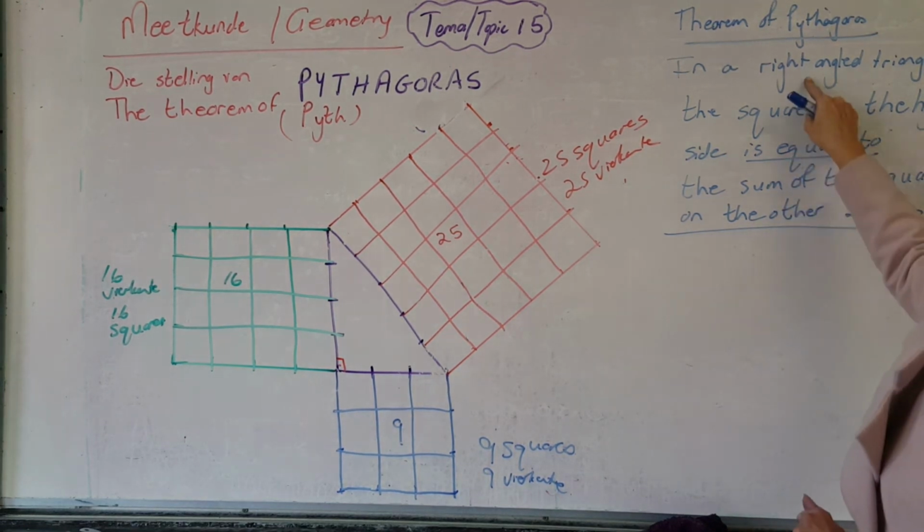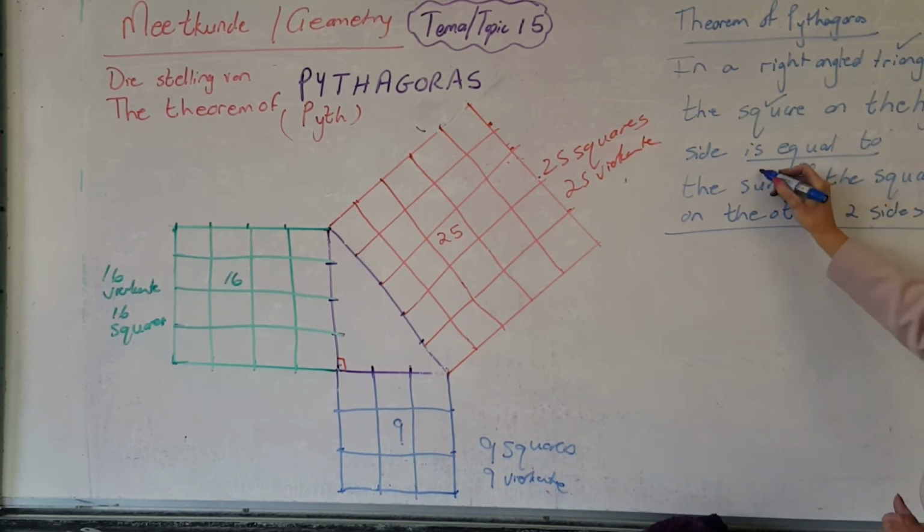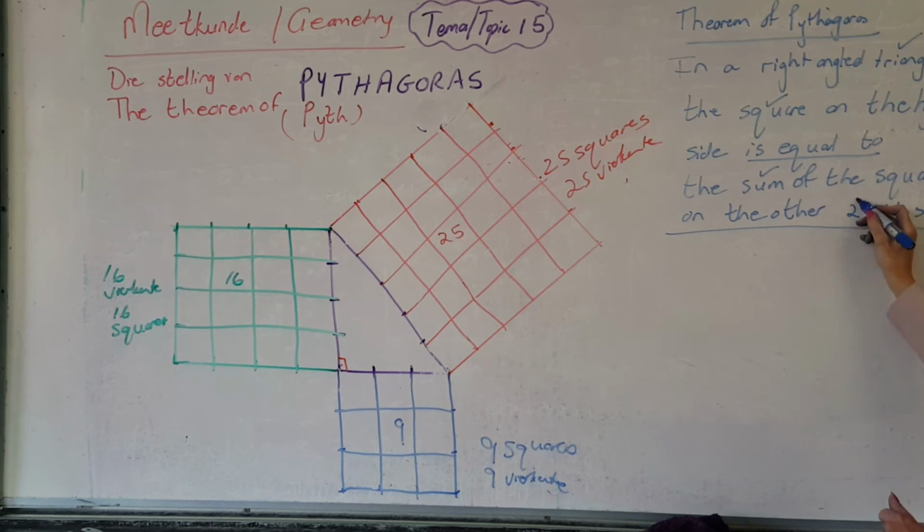If you have a right angle triangle, then the square on the hypotenuse is equal to the sum of the squares on the other two sides.